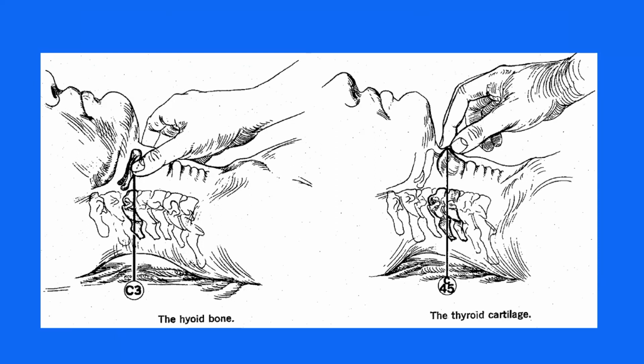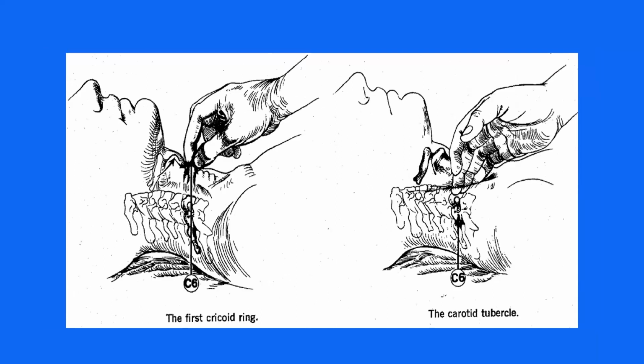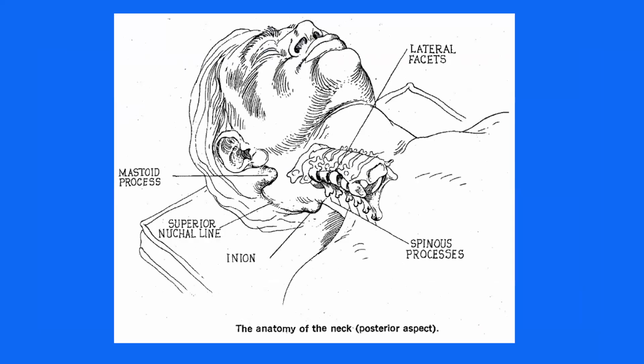The thyroid cartilage is at C4, 5. The carotid tubercle is at C5, C6, and the carotid body. You have to know these. This is showing you the carotid ring and the carotid tubercle, which is at that level. You palpate it, you can feel it. Try and do it on yourself. Now, you should know that the mastoid process, which is behind the ear, is at the level of C2.